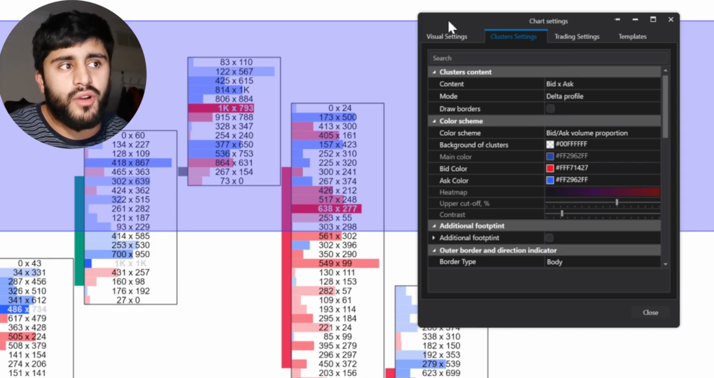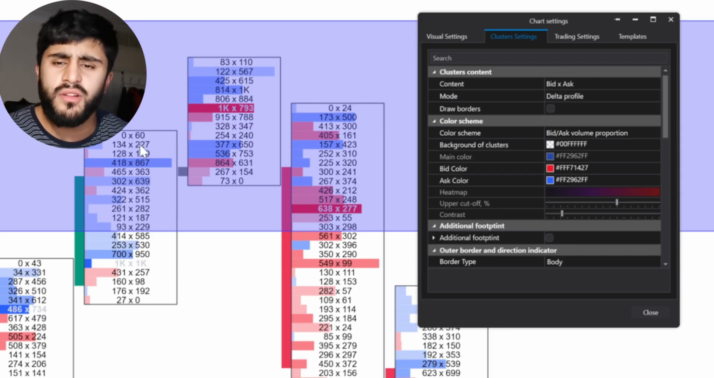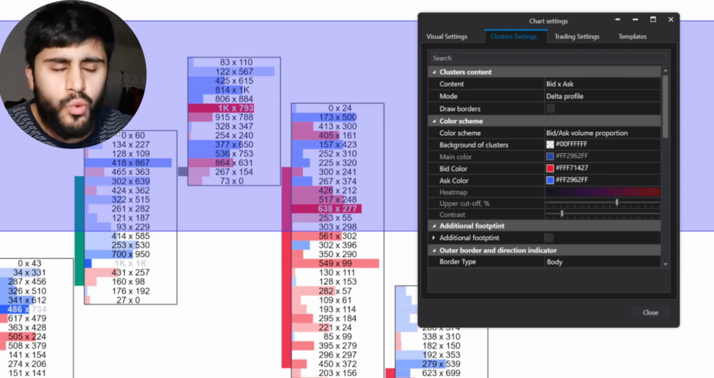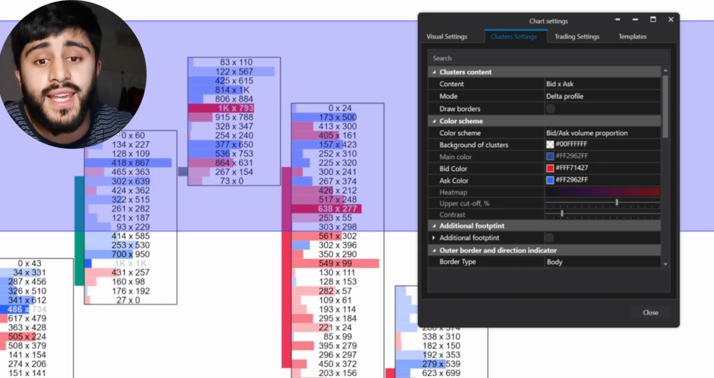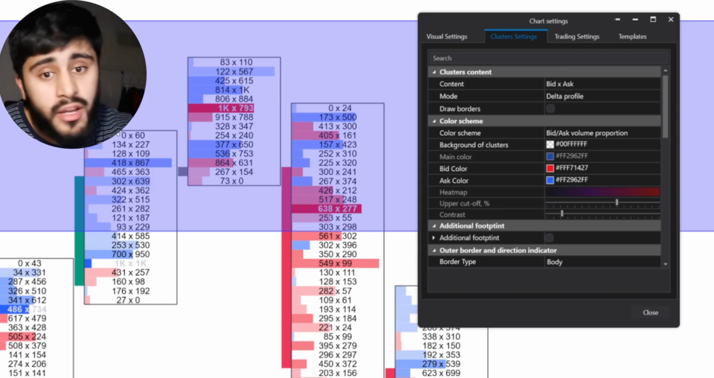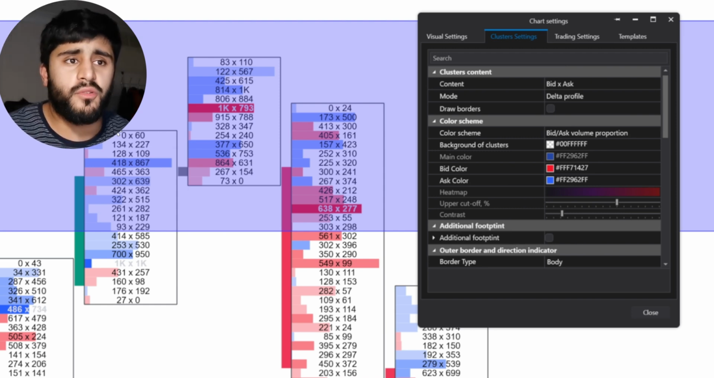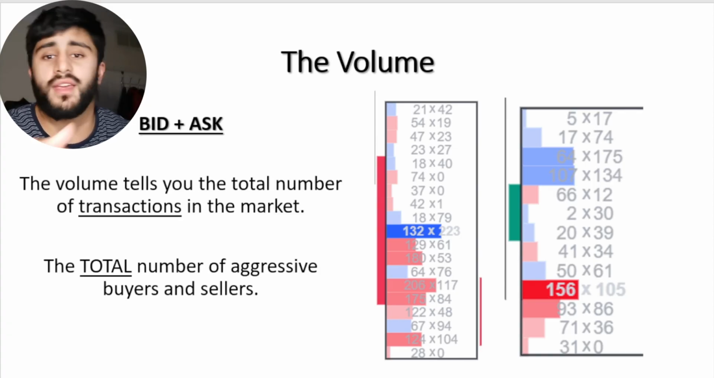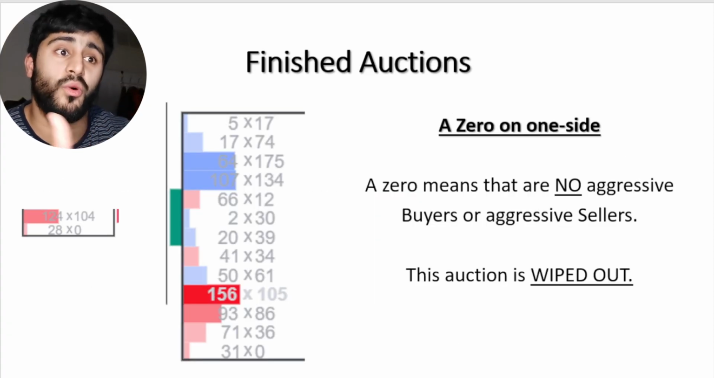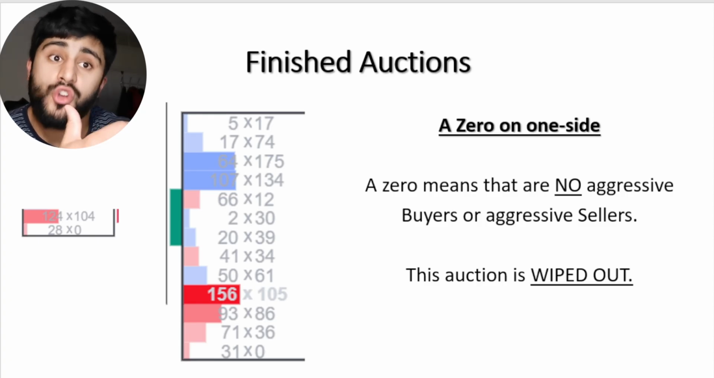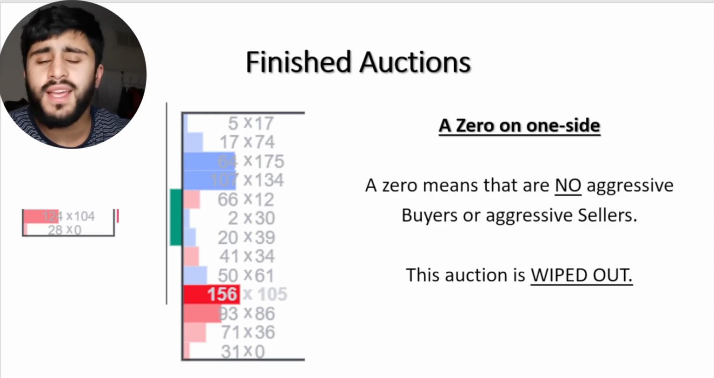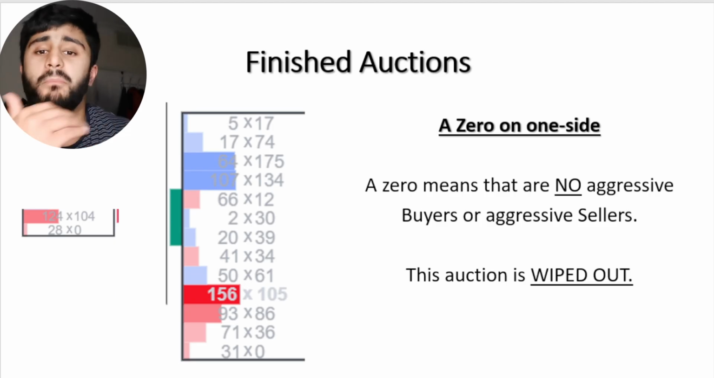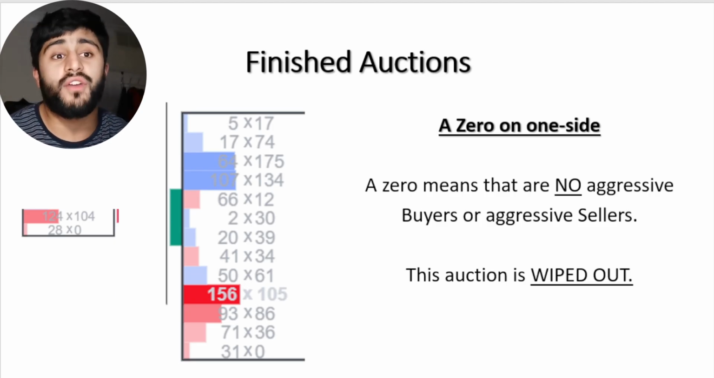So let's start with the bid and the ask. If we look over here, let's start with this candle. This is 0 by 60. What that means from an order flow perspective is that there are no market participants hitting the bid. There are only market participants hitting the ask. For those who remember from the previous session, we called this a finished auction. A finished auction is when there's a 0 on one side. A 0 on one side means there are no aggressive buyers or aggressive sellers, the entire auction is wiped out. So for basic knowledge, when you see a 0, that means buyers and sellers have both agreed on a fair price.